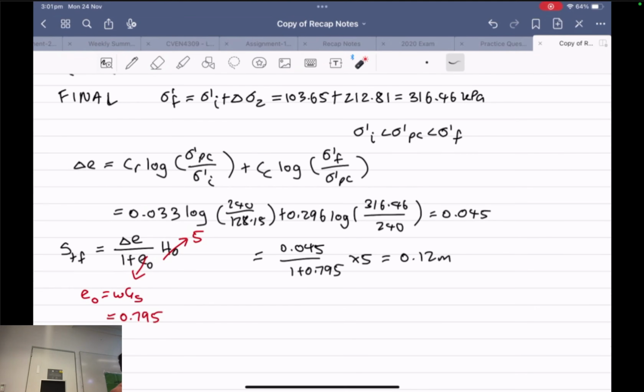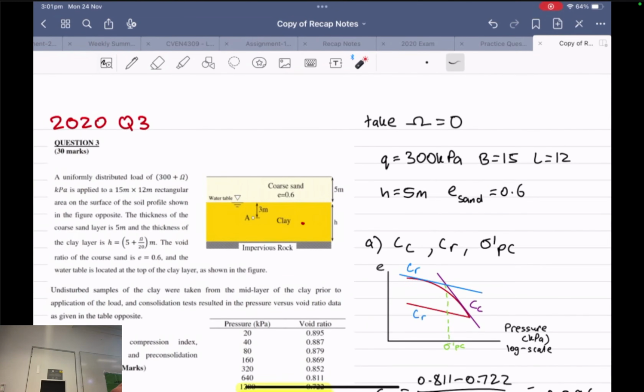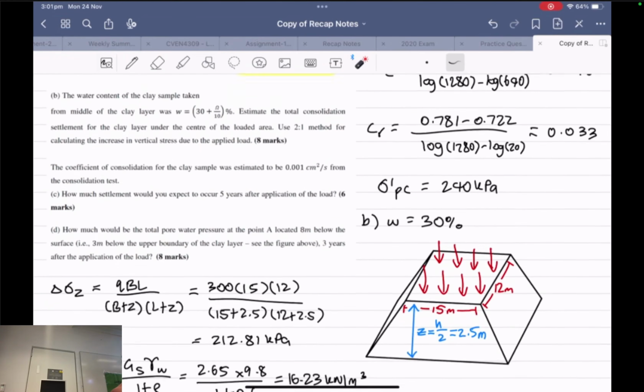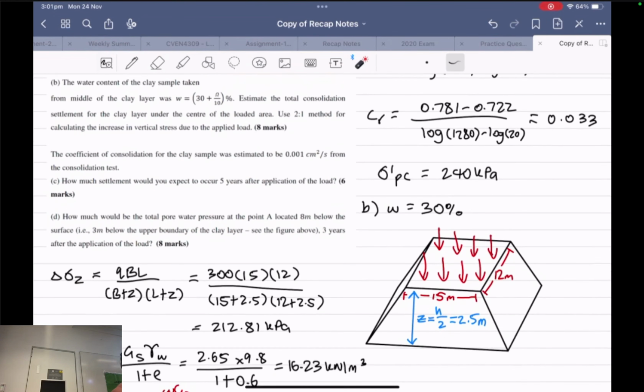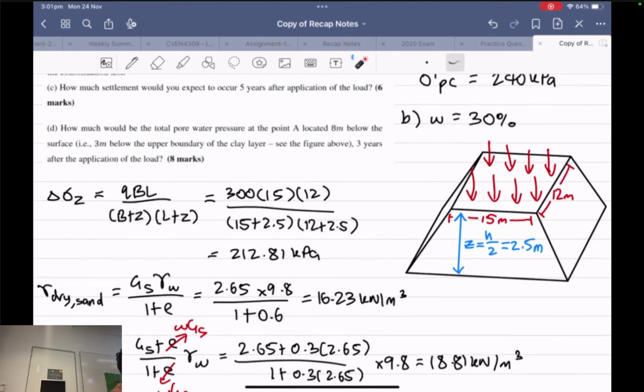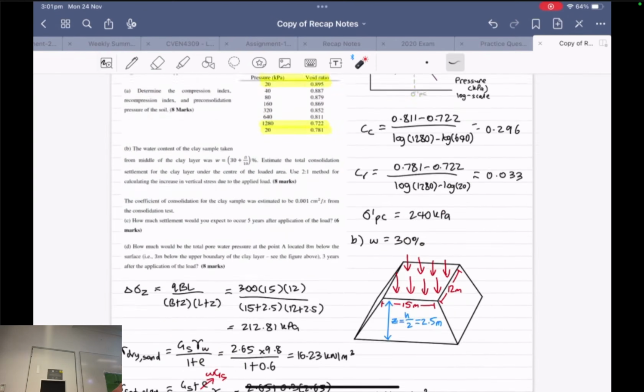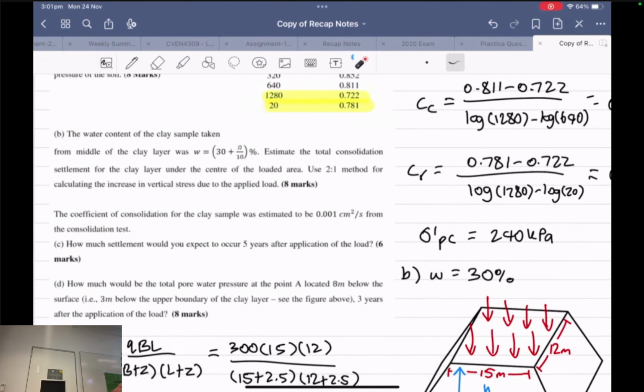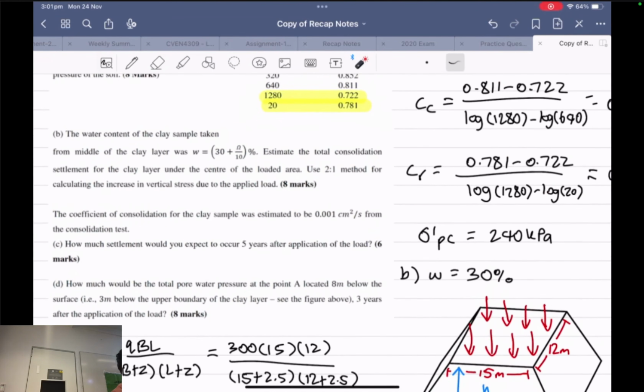If we go back to the stress method, was there a reason why you took the depth Z as half the depth of the layer? Yep, so we took Z to be 2.5. That's because the question says we're finding the settlement of the clay layer, and so we only have to worry about the stress imposed on the clay layer. So we're taking everything in regards to the clay layer. Yeah?